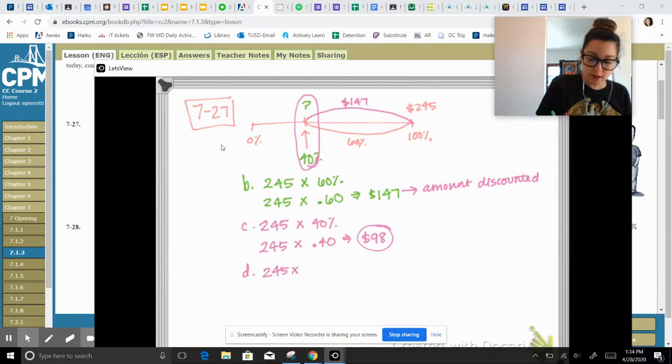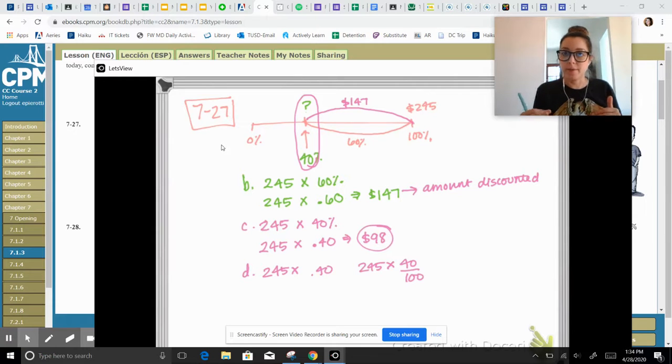If we were to write this a couple different ways, we could write it as 245 times 0.40. We could also write it as 245 times 40 over 100 if you want to solve it the fraction way.